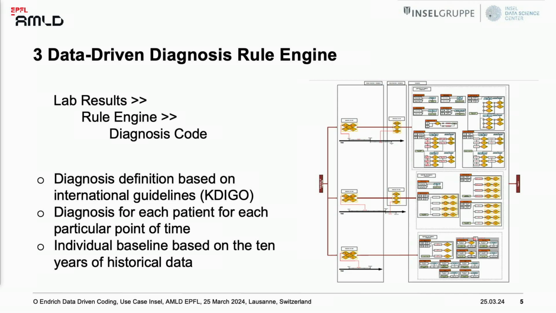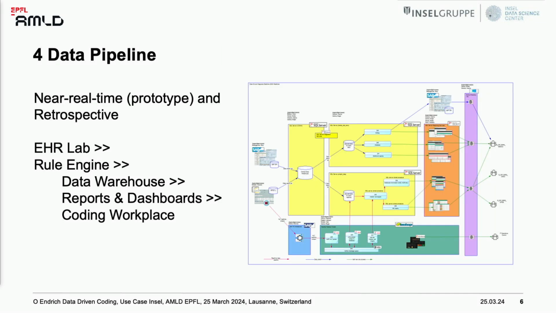Also, the beauty of this algorithm is that we calculate the diagnosis for each patient, for each particular point in time. We also calculate an individual baseline for each patient based on historical data. We have roughly 10 years of historical data in our database. That means that each patient who was treated in the Insel group and comes again will have an individual baseline, and we can compare with the individual baseline and not just with a threshold.